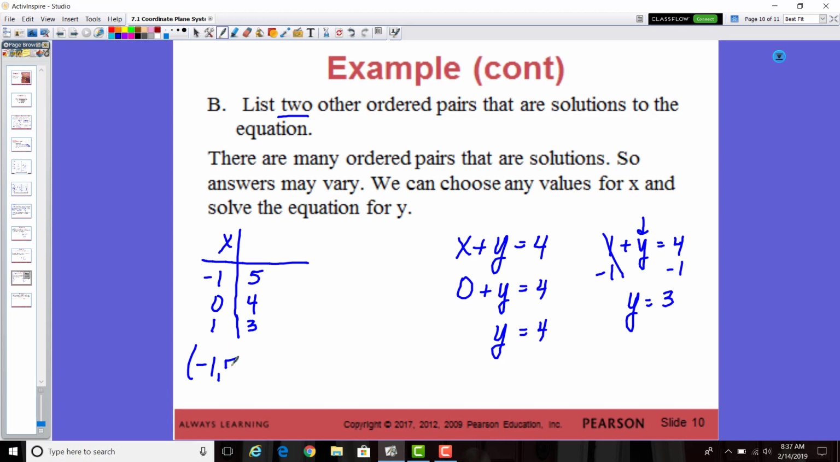So we found two other ordered pairs. They asked us if negative 1, 5 was a solution, and we found that one to be true. And then we plugged in 0, and we got 4 for y. And then we plugged in 1 for x, and got 3 for y. We could continue this process for any number of x, and we would be able to find our solution for y.